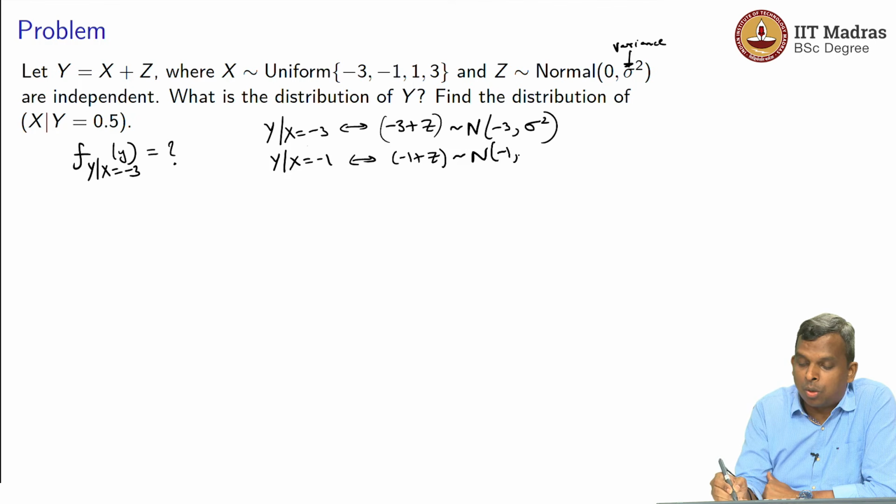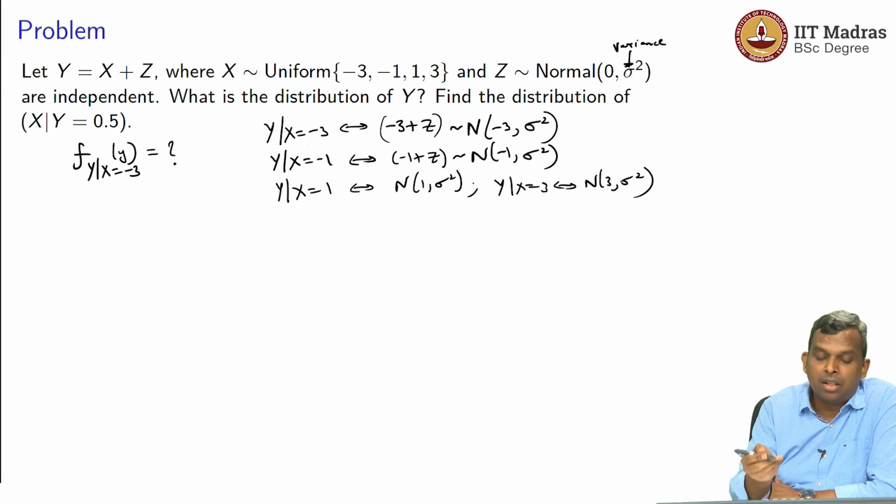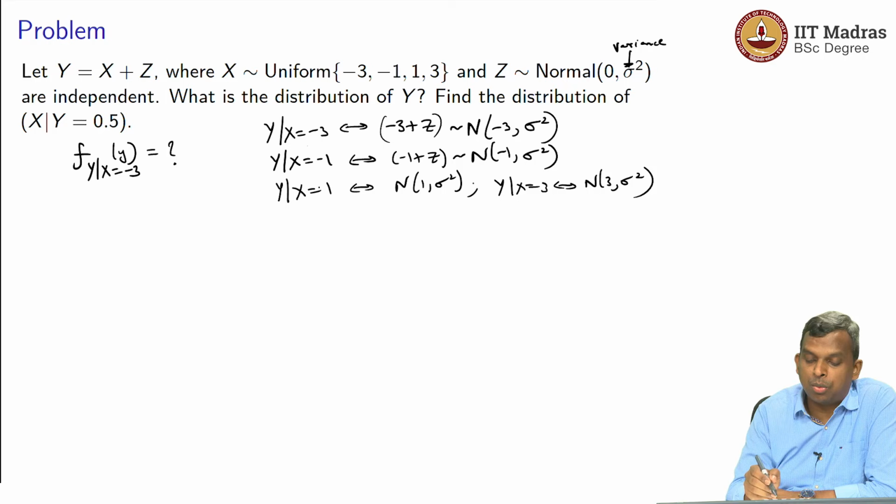And this will be just normal with mean -1 and variance sigma squared. Y given X equals 1 is just normal with mean 1 and variance sigma squared, and then finally Y given X equals 3 is normal with mean 3 and variance sigma squared. Once you do this, you're back to familiar territory. What is the distribution of Y? This crucial step is understanding the conditional distributions. Once you have this, the rest is the same as before.